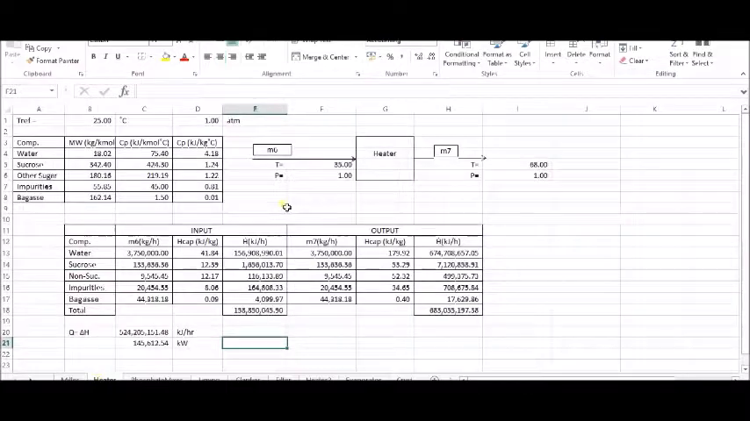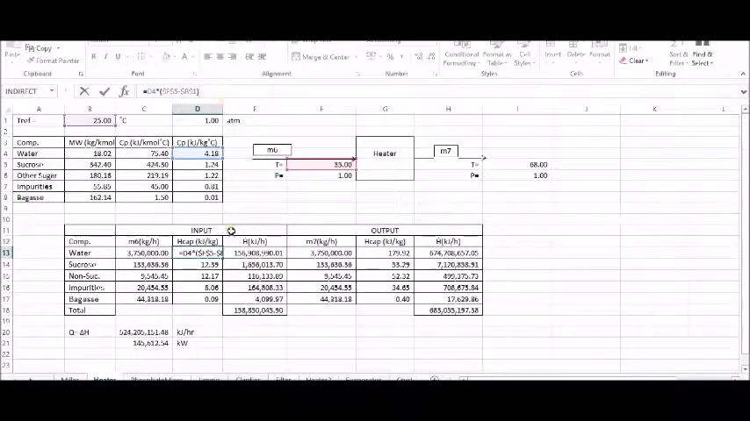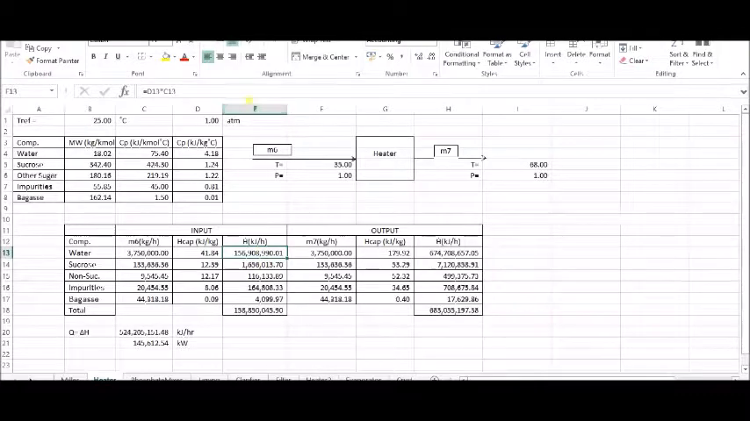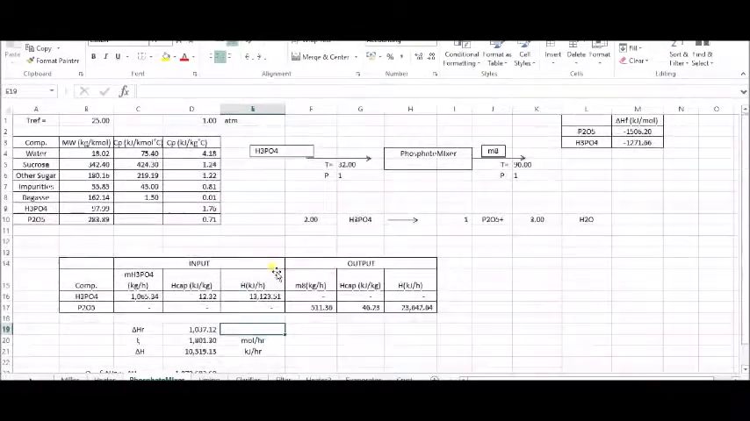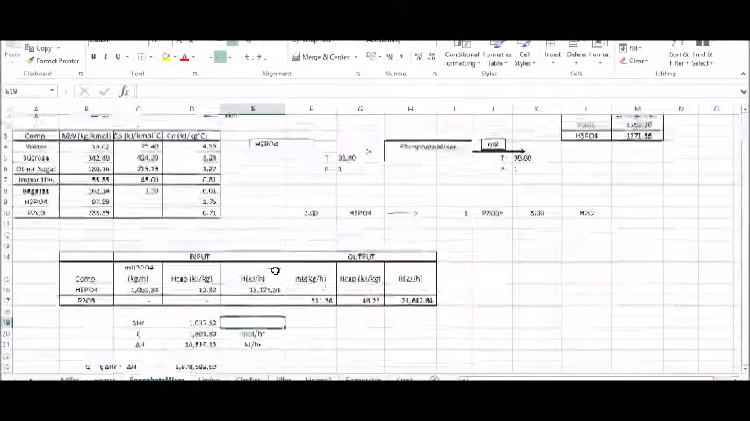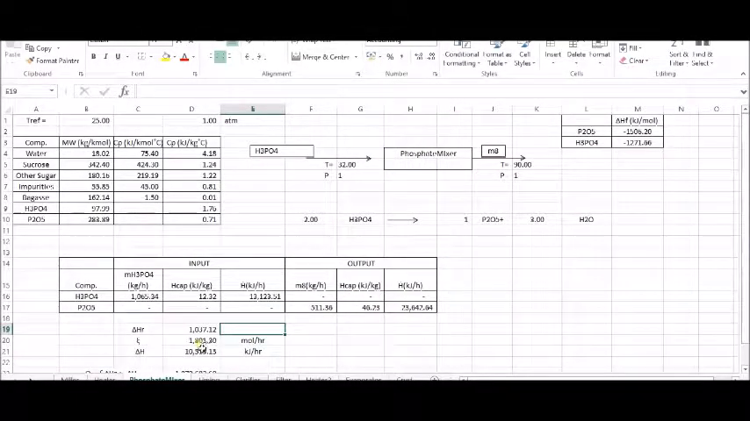For the heater, it is just delta H. Same as just now, we use CP times the difference in temperature, so we'll get the delta H cap. From that, we will get the H dot by multiplying the H cap with the mass. So we get 145,000 kilowatt. For the phosphate mixer, it's also the same as the heater, but we have a reaction here.